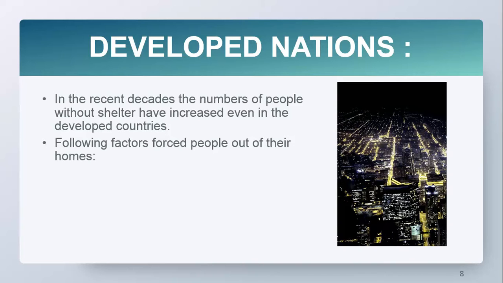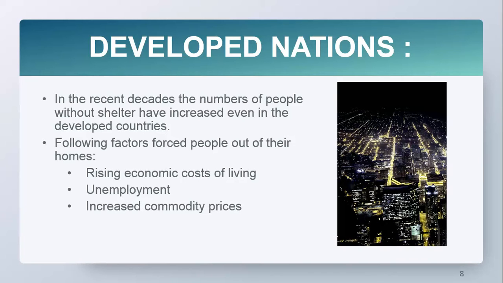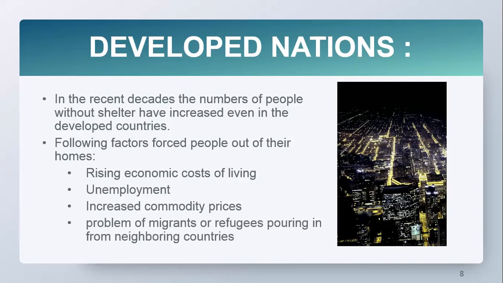Some factors are there which forced people out of their homes. These factors are different from the major factor in poor conditions of the developing countries, which was overcrowding. On the contrary, in the developed nations, the factors are different. These are rising economic costs of living, unemployment, increased commodity prices, and the problem of migrants or refugees pouring in from neighboring countries.